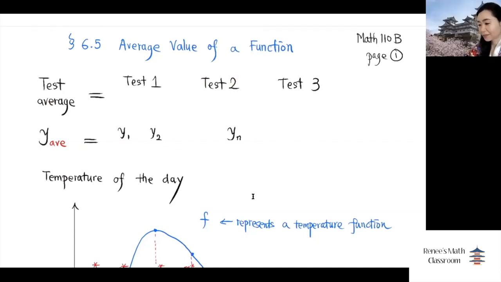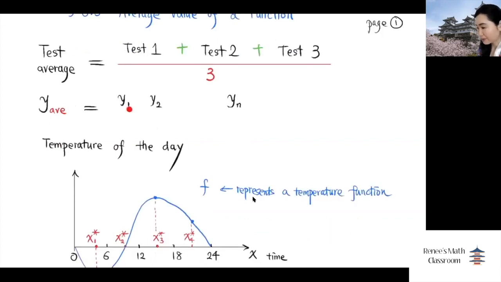Okay, got it. So you add them up, and then you divide by the number of tests, which is going to be 3 tests, right? So divide by 3. Similarly, if you try to find the average y value and you have n of them, you add them up and then you divide by n.